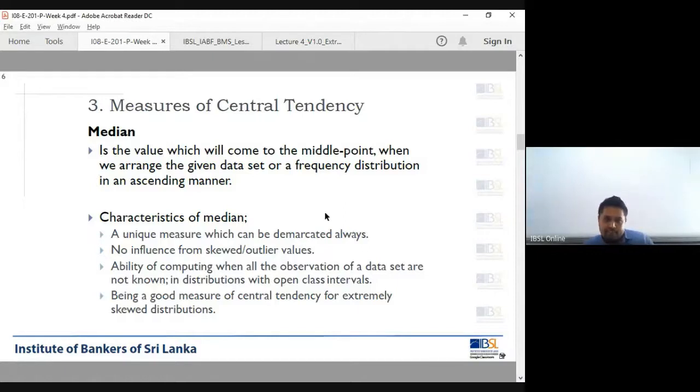But the important point is it should come to the middle point. Let's look at some of the characteristics of the median also. It's a unique measure which can be demarcated always. Second point, no influence from skewed or outlier values. We'll discuss them one by one. Third point, the ability of computing when all the observations of a data set are not known, in distributions with open class intervals, similar to what we discussed before. Fourth, being a good measure of central tendency for extremely skewed distributions. Now, what these characteristics are. The first one, the unique measure which can be demarcated always.